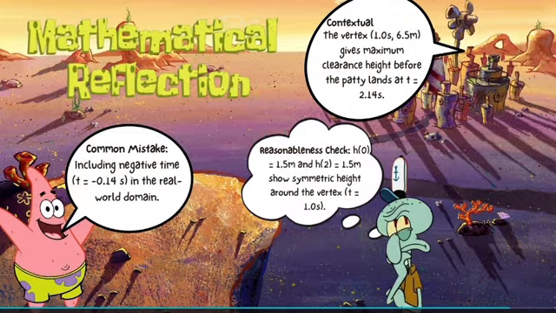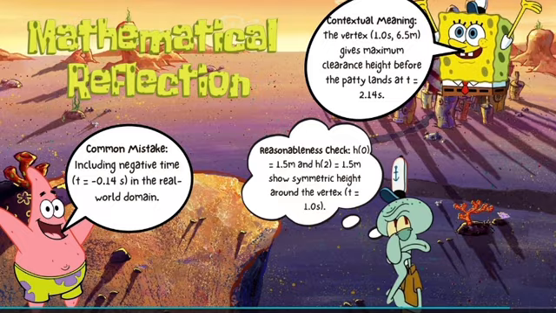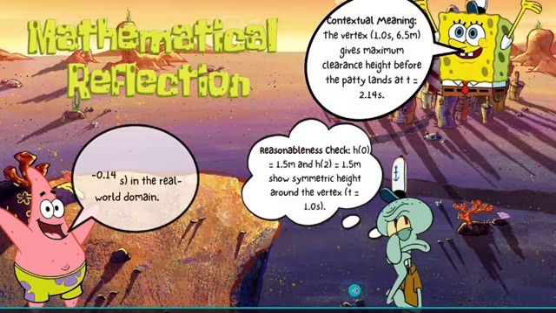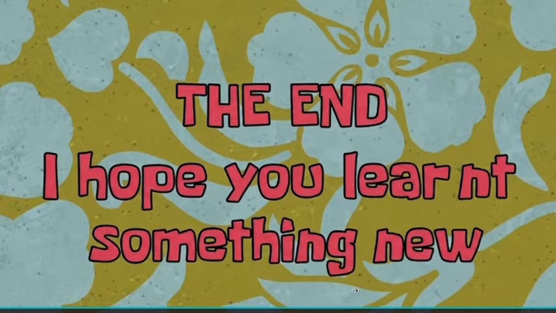Finally, SpongeBob brings it back to the story's context. The vertex at 1.0 second and 6.5 meters represents the exact moment the patty reaches its maximum altitude, giving it the clearance needed to pass the obstacle before dropping back down and hitting the Krusty Krab floor at exactly 2.14 seconds. In conclusion, SpongeBob's patty clears the 6-meter obstacle, peaking at 6.5 meters and landing at 2.14 seconds.